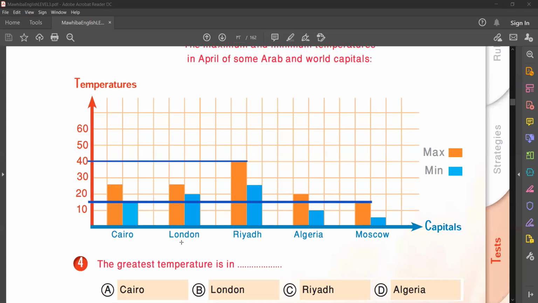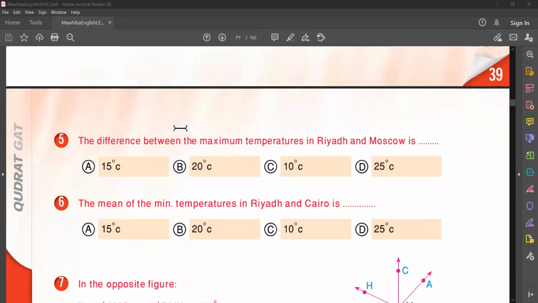Yes, it is 40 minus the temperature of Moscow is 15. So 40 minus 15, it is 25. Thank you, Miss. Right. The answer is 25. Right. So the answer is number D.